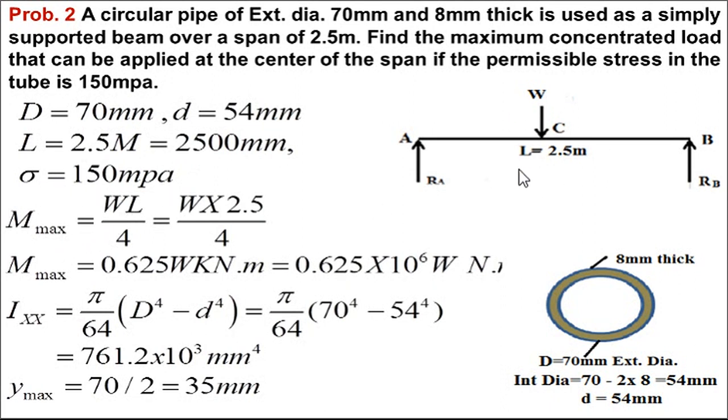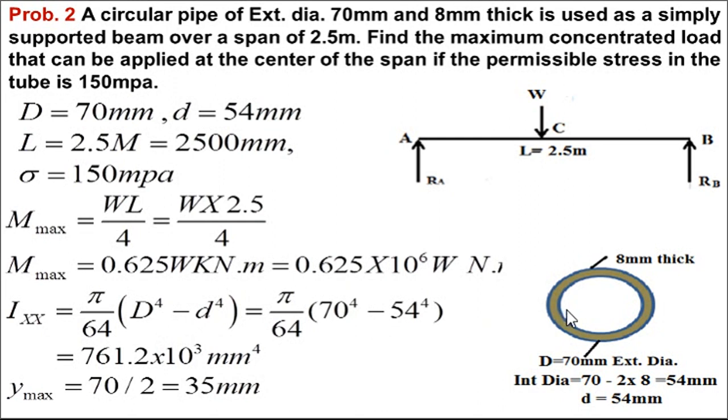So what is M max for this case? For a simply supported beam with central point load, it is WL by 4. Here L is known as 2.5, and 4 is the constant. So 2.5 by 4, M max will be equal to 0.625 W kilonewton meter, or in Newton mm it is 0.625 into 10 to power 6 W. W should be as it is because we don't know the value of W, that you have to calculate. So in the M max equation I have put this W as it is, and it is converted into Newton mm because the power is 10 to power 6.